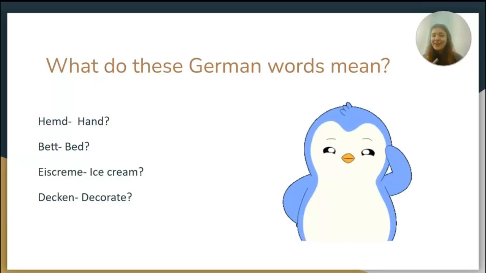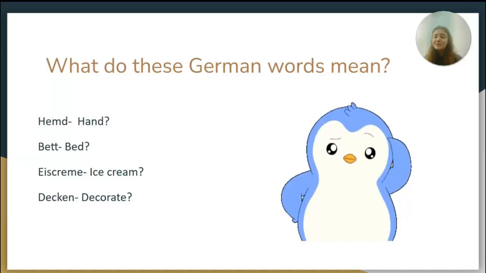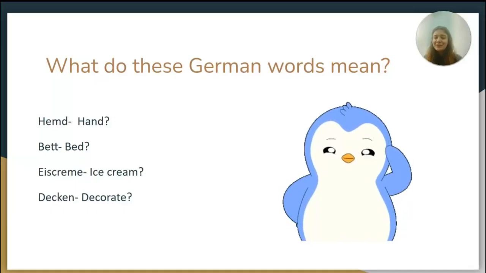Alrighty, so let's play a game. I thought this was really interesting. So on this screen, we're going to have 4 words. These words are written in German.